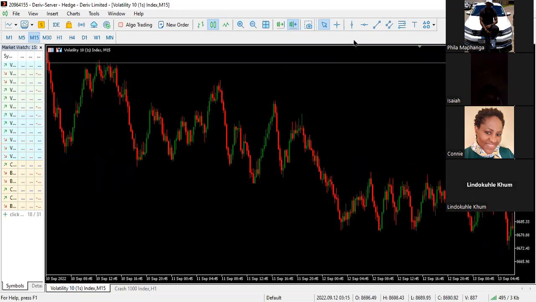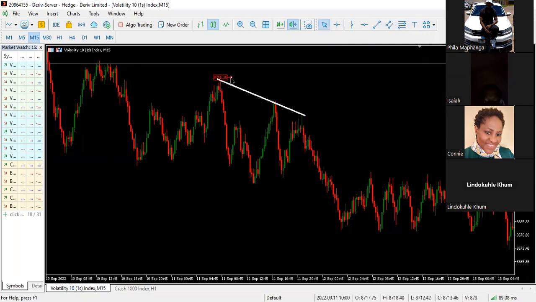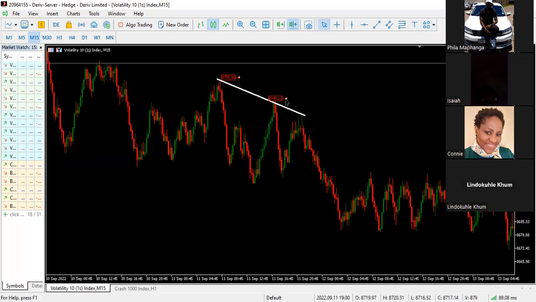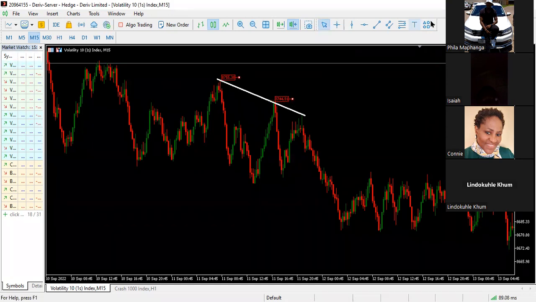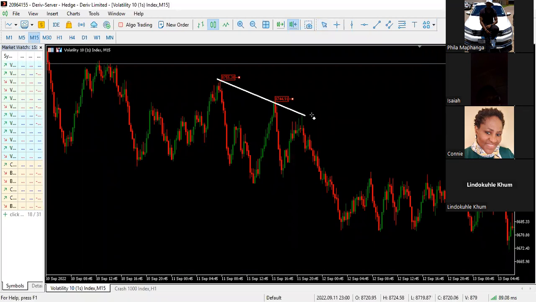Okay, it's fine. Here's another one. A downtrend. Trend lines, guys, are all over. All you have to do is just wait. You sell.